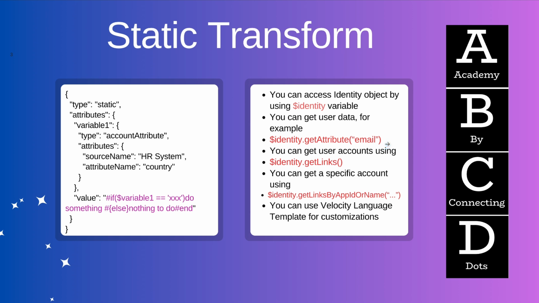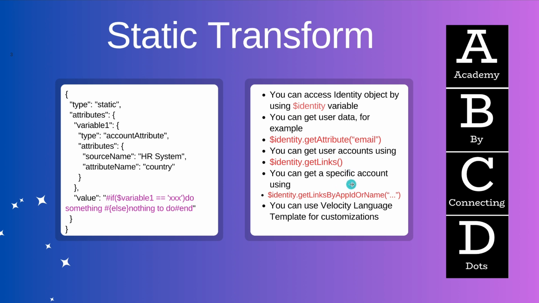If you are from SailPoint IdentityIQ already, you know what I'm talking about, the SailPoint object model where you can write the code. You can get user accounts by using this simple code snippet, $identity.getLinks(). If you want a specific link object, nothing but an account: in SailPoint, account is the business terminology, meaning a user record on any business application. Link is the technical terminology.